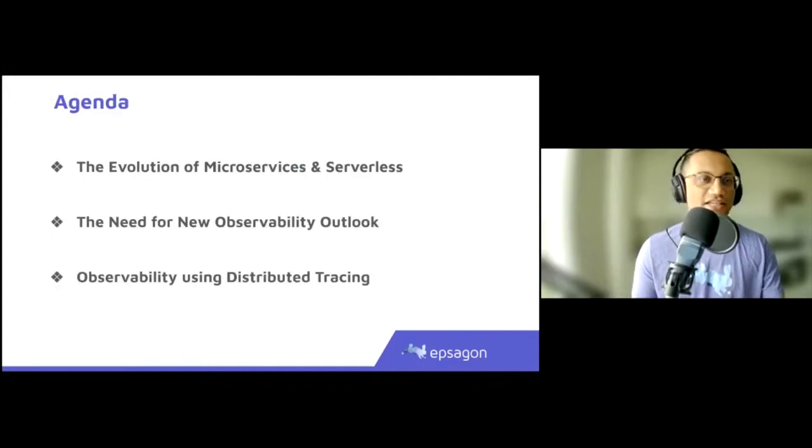So in today's session, we'll see how the evolution of microservices and serverless functions have happened over the past decade. And then we'll look at why we need a new observability outlook because of these changes. Finally, we'll see how we can use this to figure out the observability solutions using distributed tracing.